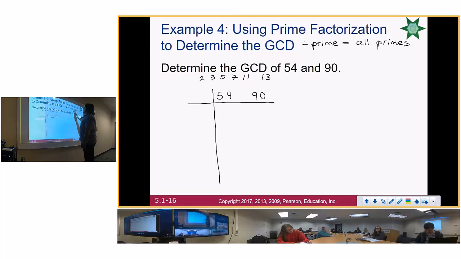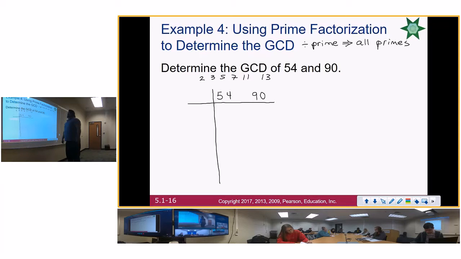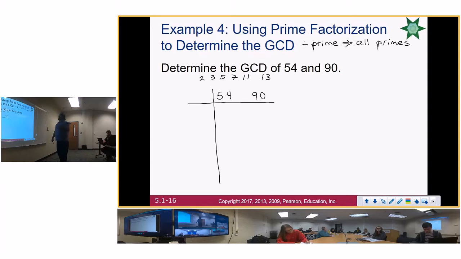Everybody with me? I want you to use 2, 3, 5, 7, 11, and sometimes 13, and I want you to get it down to nothing but prime numbers on the bottom. So go ahead and do that.